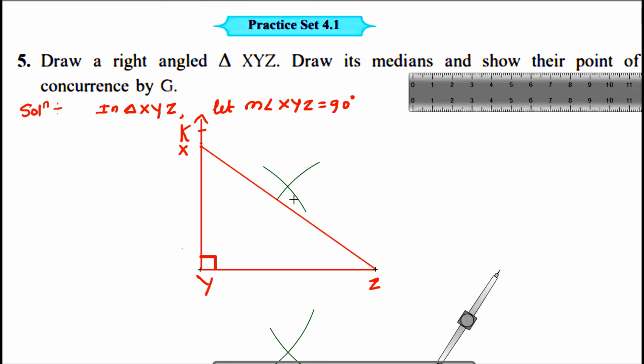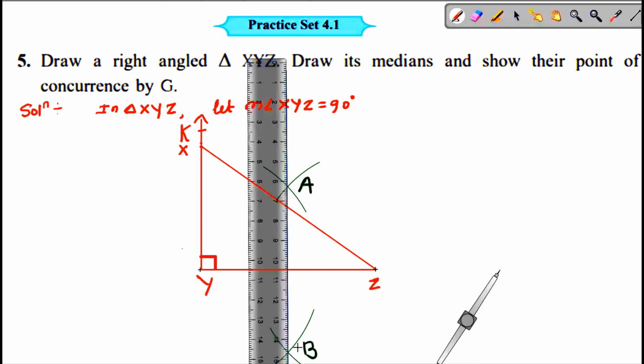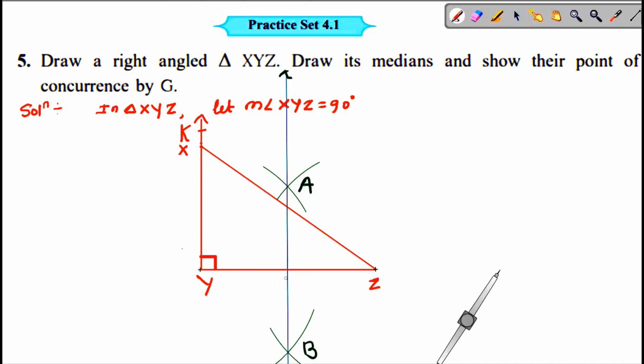We get 2 points of intersection of the arcs. We give the names: this one is point A, this one is point B. Join these points with the help of a ruler. Draw the line passing through points A and B and show the arrow at both ends. Line AB intersects segment YZ. We give the point of intersection the name P. Therefore, point P is the midpoint of side YZ.